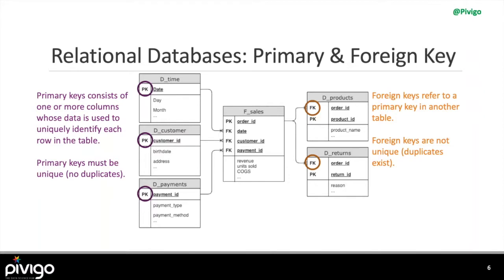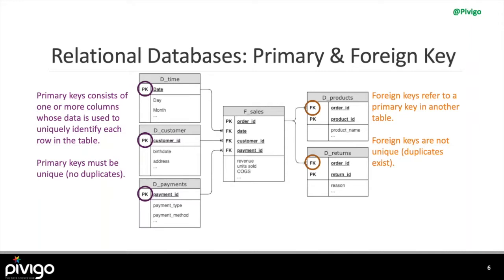For example, if we wanted to look up the shipping address of a particular order from the sales table, we would look up the corresponding customer ID in the customer table. Similarly, if we wanted to see whether any items from a sales order have been returned, we can look up the unique order ID from the sales table in the returns table to see which products and for what reason the items were returned. In general, keys belong to two categories, primary and foreign.